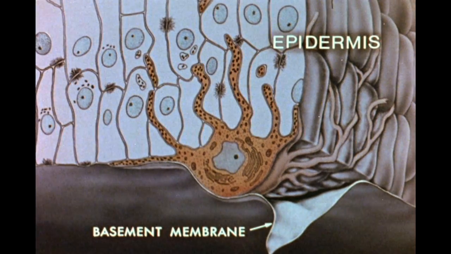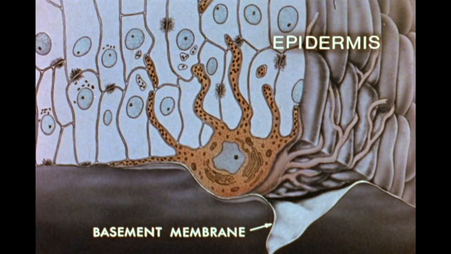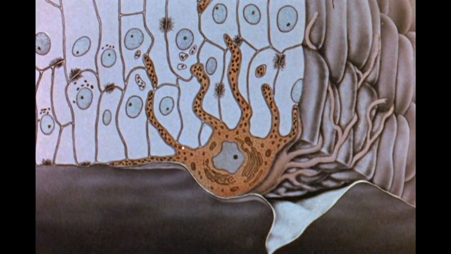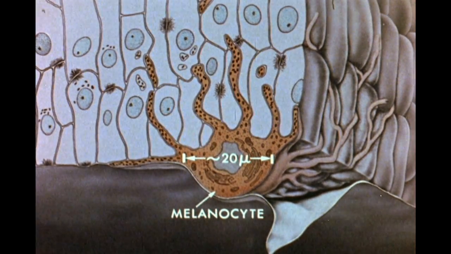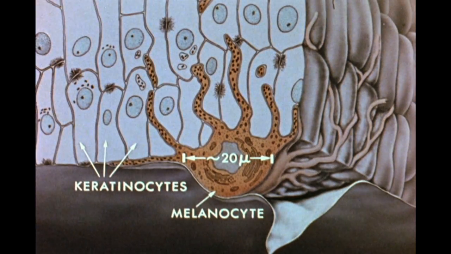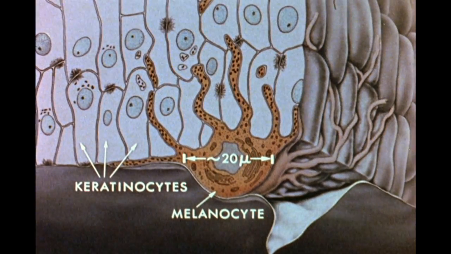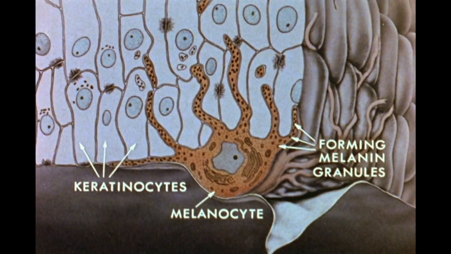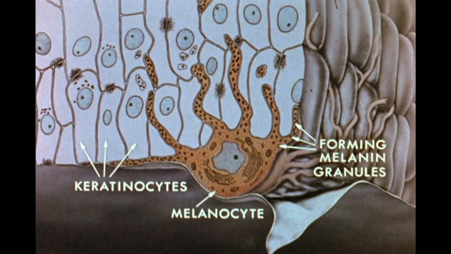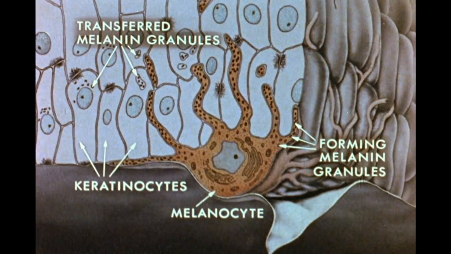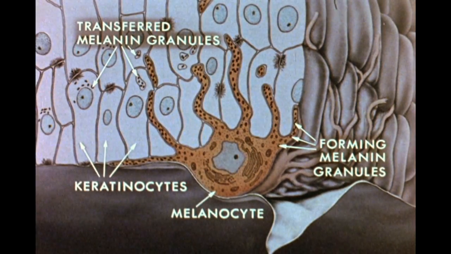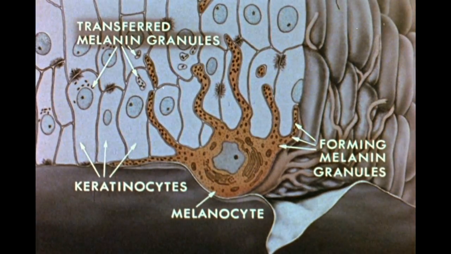This diagram shows the structure of this epidermal system. The melanocyte extends long processes called dendrites between the closely packed keratinocytes in the dividing layer. Melanin granules are formed in the melanocyte and then transferred through the dendrites to the keratinocytes. When keratinocytes mature and slowly reach the surface of the skin, where they die, they carry the melanin with them.